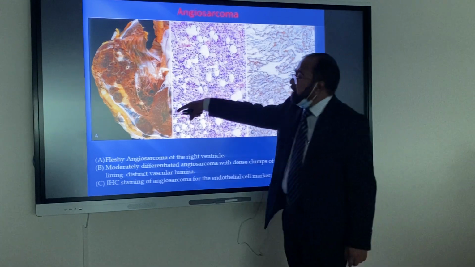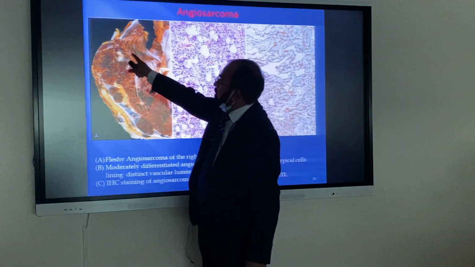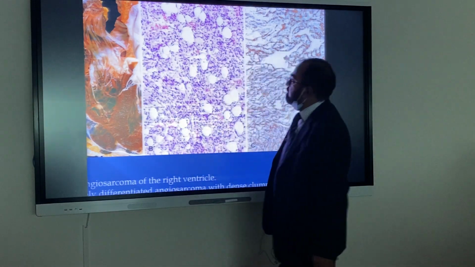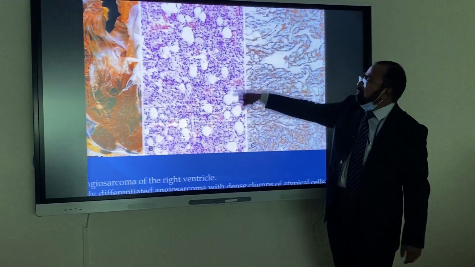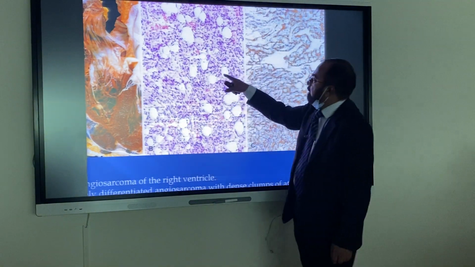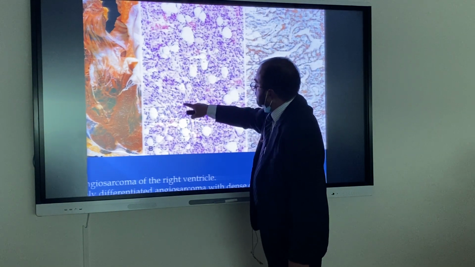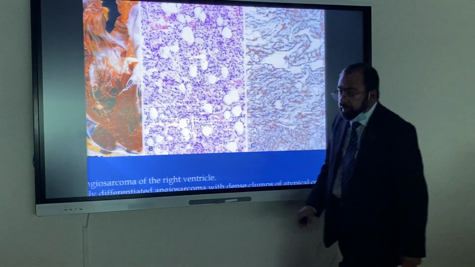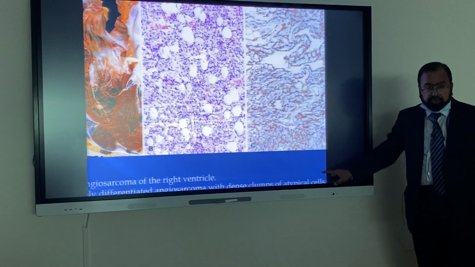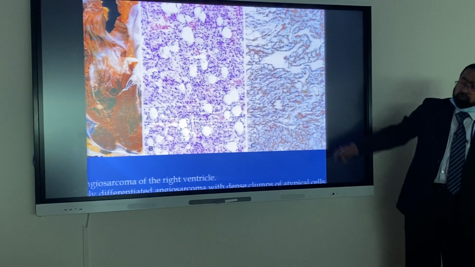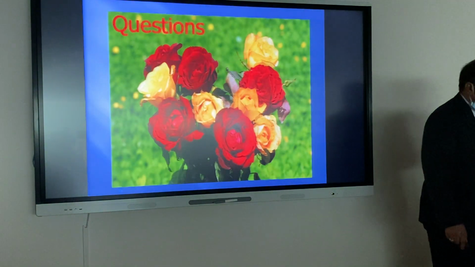Grossly, this is actually a ventricle of the heart, and you can see this angiosarcoma, a big one, involving the ventricles. And this is the microscopic picture. You can see the endothelial lined spaces, and these are larger cells having hyperchromatic nuclei. And if you stain for CD31, they are all endothelial cells showing positivity. So this was all about your today's topic.